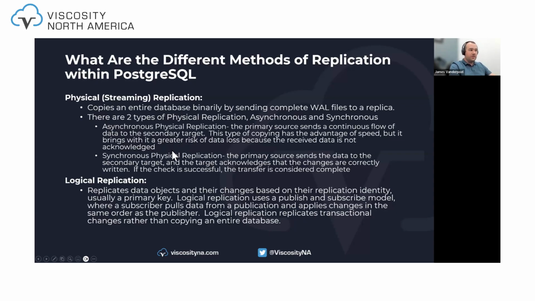There's asynchronous and synchronous. In asynchronous replication, the primary source sends a continuous flow of data to the secondary target. This type of copying has the advantage of speed, but it brings with it a greater risk of data loss between the primary and standby, as data is not acknowledged to have been received before the commit takes place on the primary. In synchronous replication, the same technology takes place, but there is an added check of a commit taking place after a reporting of data arriving at the standby.